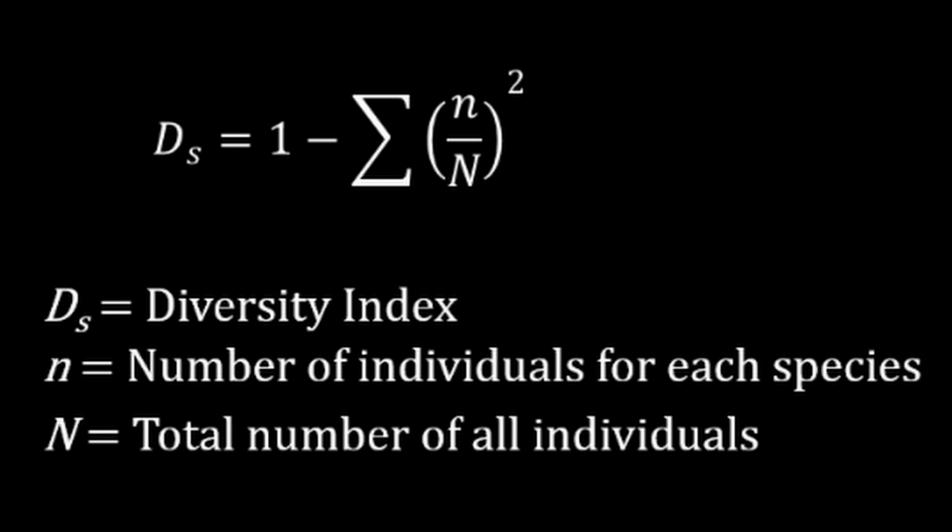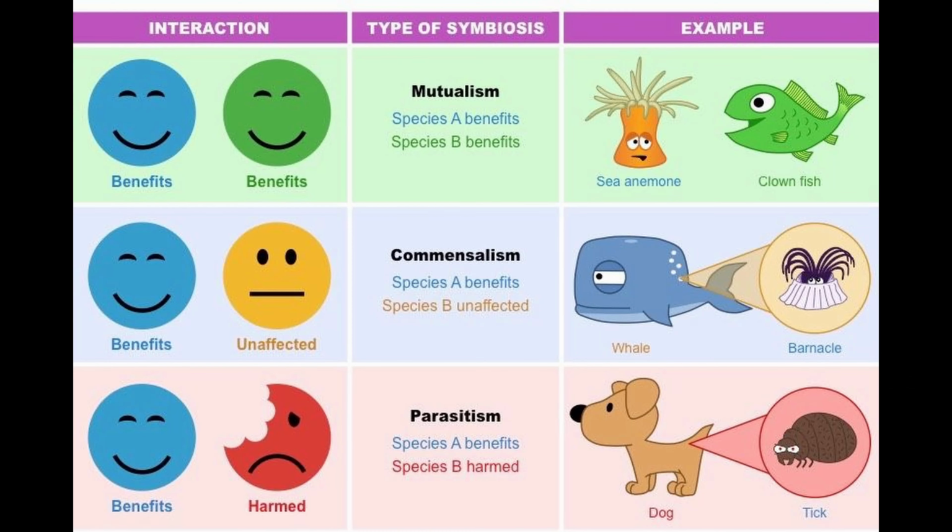The Simpson's Diversity Index is a measure of diversity which takes into account number of species present as well as relative abundance of each species. There are different types of community relationships: competition, predation, mutualism, commensalism, and parasitism.